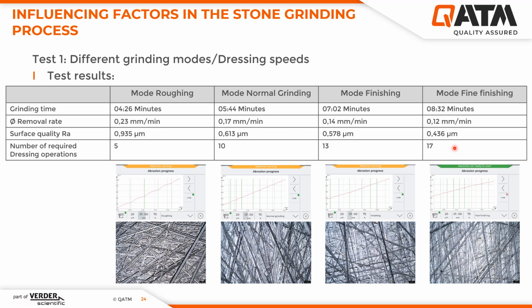The influence on the surface quality is also big. If you look at the ground surfaces under the microscope, you can observe increasing quality from the left to the right side, which is also confirmed with the surface quality in micron.